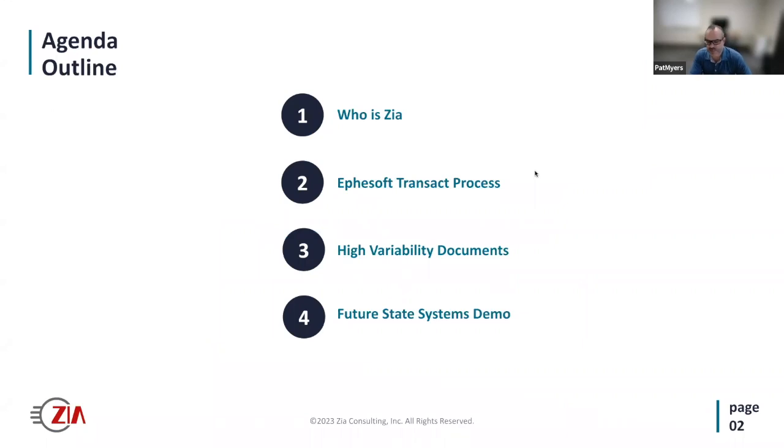The agenda today is we're going to talk about who is ZIA Consulting, and why you're here today and what we do. Then we're going to talk about the Ephesoft Transact process and what it does, just kind of like out of the box. And then we're going to go into what we just described as highly variable documents. What are those use cases? What are those document types? Why are they highly variable? And then we're going to go into who Future State Systems is, as well as what the accelerator is and why they created this accelerator. And then we're going to have a demo of it.